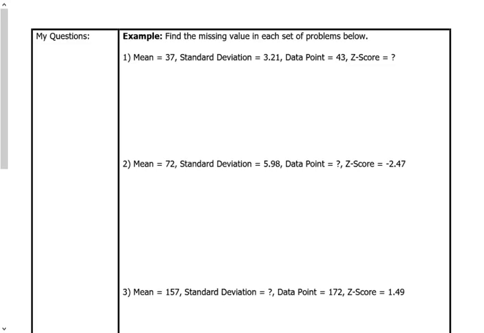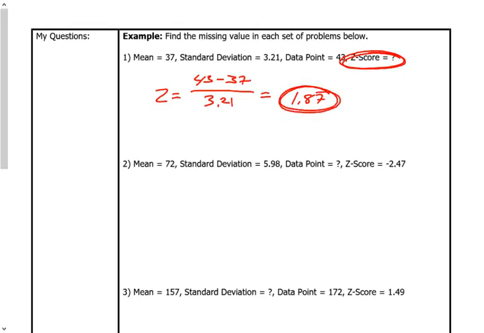All right, let's look. The first thing we're going to do is we're literally just going to use the z-score formula to find missing pieces. So in this case, I want to find the z-score. We're not going to interpret anything. I just want you to find the z-score. So I'm going to take my formula and plug in the data point, the mean, and the standard deviation. So 43 minus 37, divided by 3.21, and I get that this was a z-score of 1.87, and I am rounding that, which tells me that this person's score of 43 was above the average of 37.